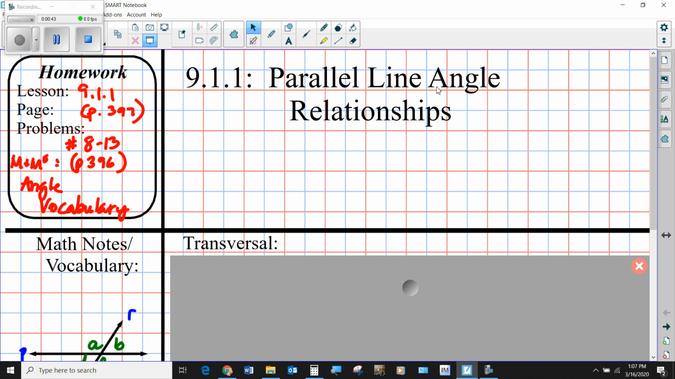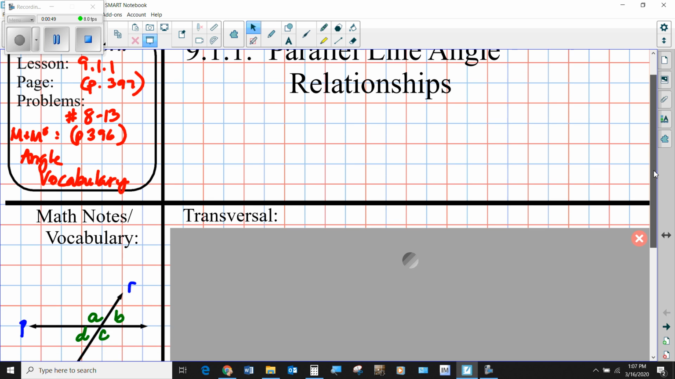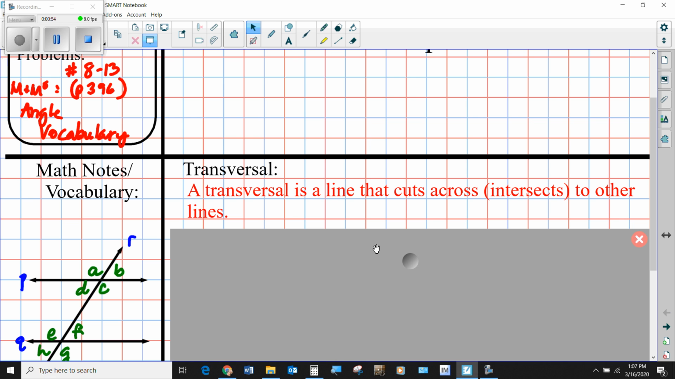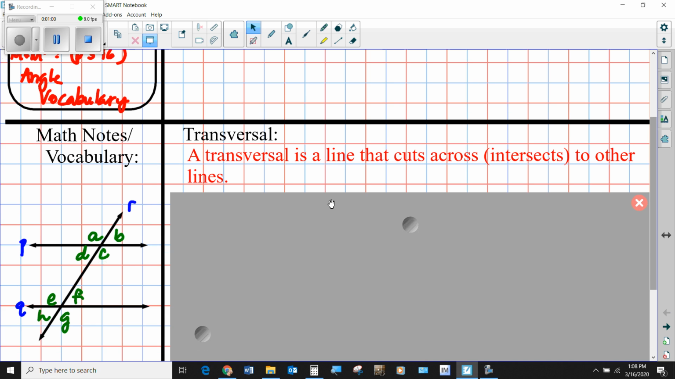So, parallel line and angle relationships. The first vocabulary term that I'm going to have you write down is that of a transversal. The transversal is defined as a line that cuts across or intersects two other lines. So if you look at my example that I put over on the left, you'll notice the line R is passing through lines P and Q. So line R is the transversal here. So I'd recommend you draw that image down as well.